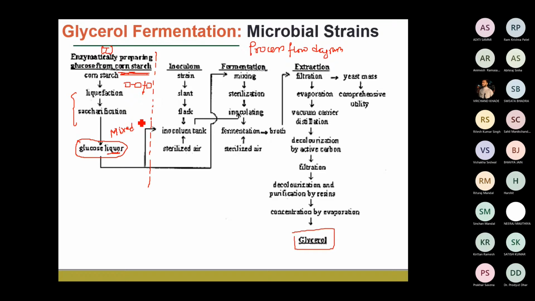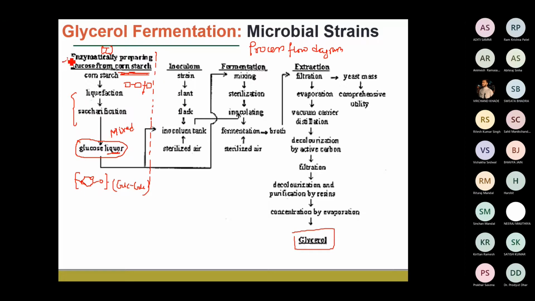Glucose, we know, is a six carbon ring-like structure, right? So when we call it glucose liquor, it can be a monomer, or it can be an oligosaccharide. That means two glucose molecules can be attached to each other, and that may be produced during the fermentation. So this is how the first step starts, with the enzymatic conversion of cornstarch to glucose.